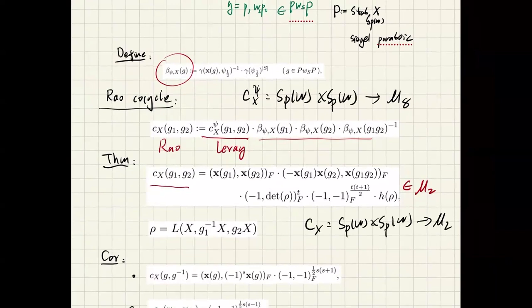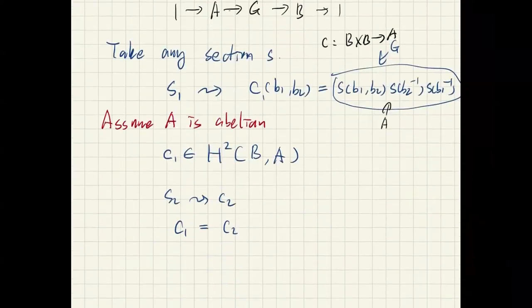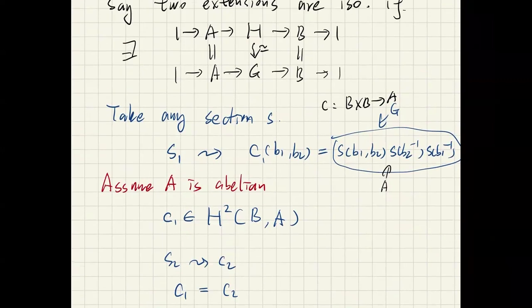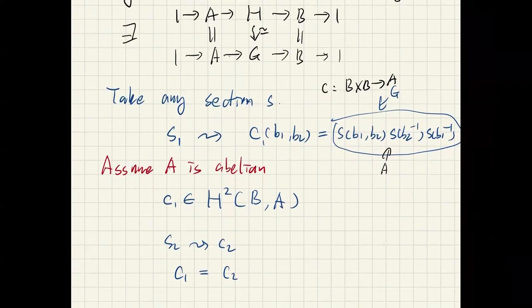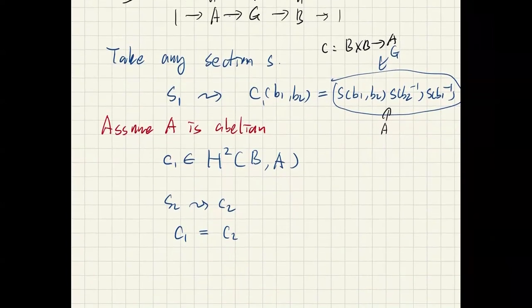Of course, if you have a group which contains mu8, you can view this cocycle as a map from SPW cross SPW to Z, just by composing with the natural embedding of mu8. So therefore it gives you a cocycle. Okay, so from a group extension, you have a cocycle.